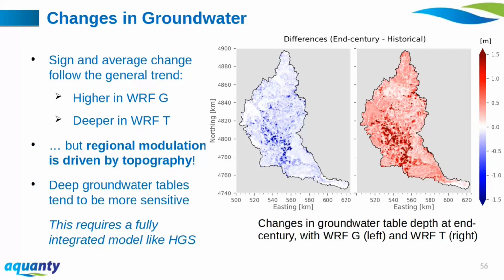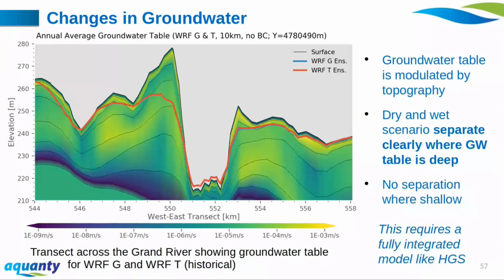And to drill a bit more into this, this is a cross section across the Grand River. So in the middle, this dip is the Grand River. And that's also why the water table is above the surface, right? That's the surface water. And then in these parts that have a strong relief, where you have a higher topography, the water table is pretty deep. And this is the water table for the historical period. So WRF G and T after bias correction are pretty much the same, right? But there are regions, especially in depressions, where the water table is almost at the surface, right?